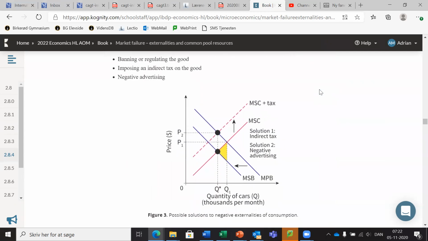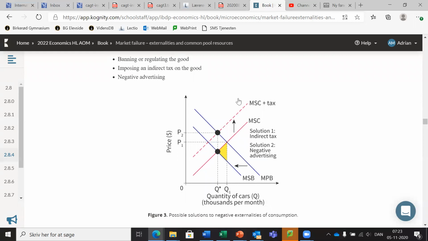Some of the solutions given: you can ban or regulate the goods. This is the exact same analysis of cars as it is for cigarette smoking. You could ban or regulate the good, you could impose an indirect tax, or you could have negative advertising. You could ban or regulate the good. So you ban cars, I mean, yeah, people go crazy. Ban cigarettes, you could have a black market.